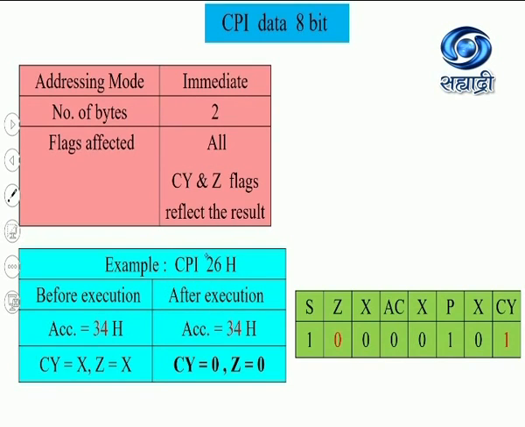CPI 26. 26 is the 8-bit data. Before execution, accumulator contains 34. When microprocessor compares the data with 26, 34 is greater than 26. Hence, carry is 0 and Z is 0. So here, all flags are affected, but carry and Z flags reflect the result.